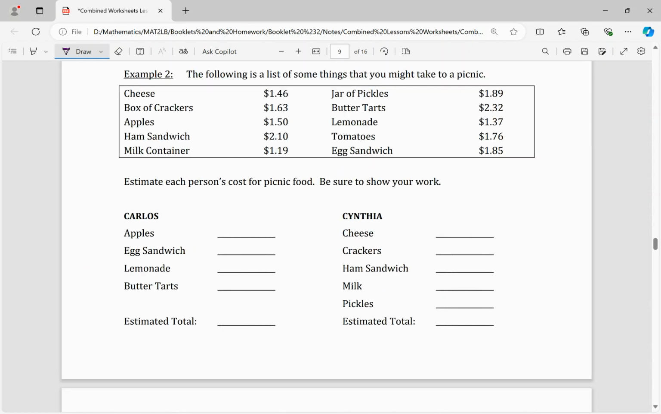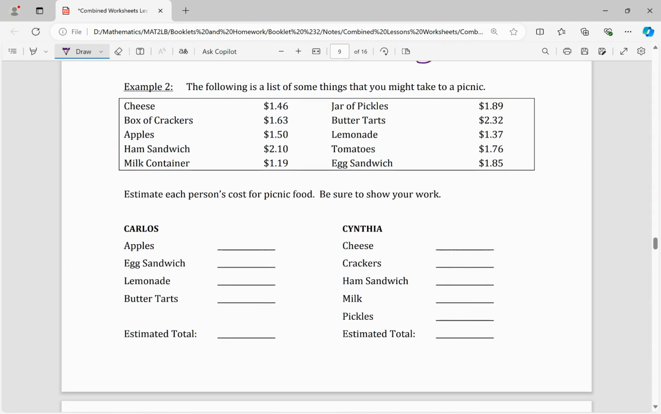Example 2, a little bit more of an application. We have Carlos and Cynthia who are each buying specific items for a picnic. I will highlight in yellow for Carlos. Carlos is buying apples, egg sandwich, lemonade, and butter tarts.